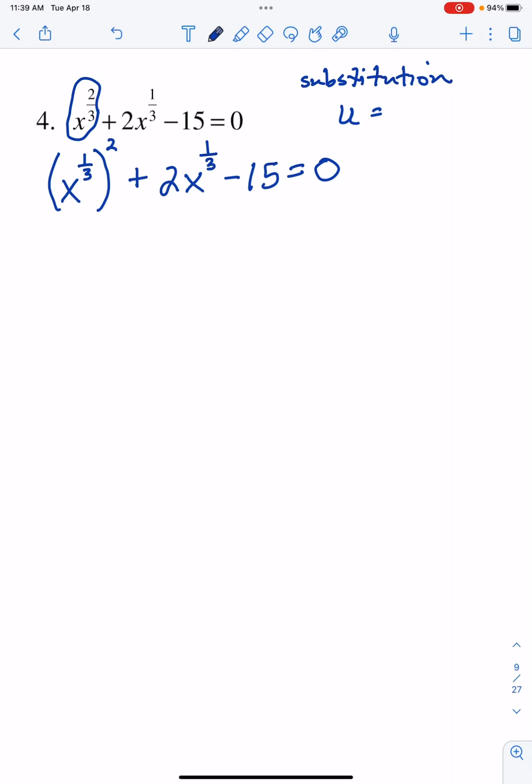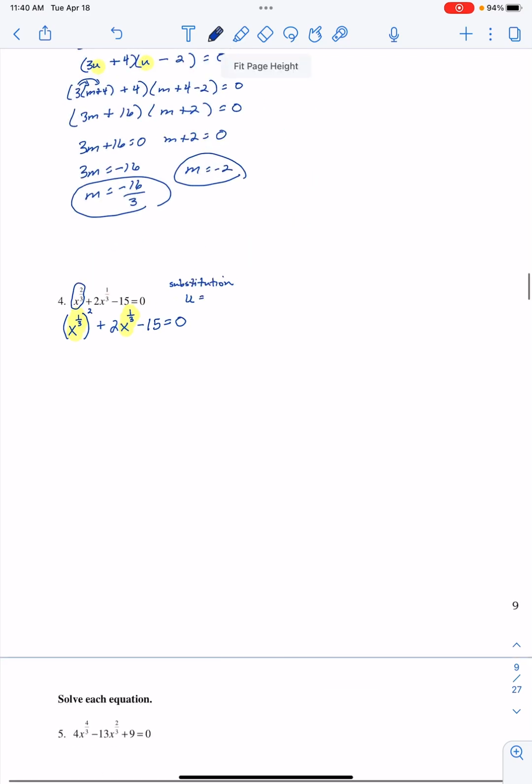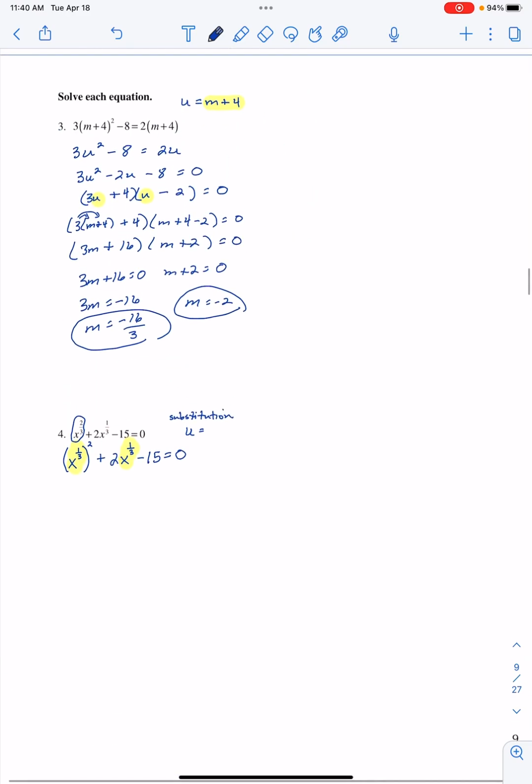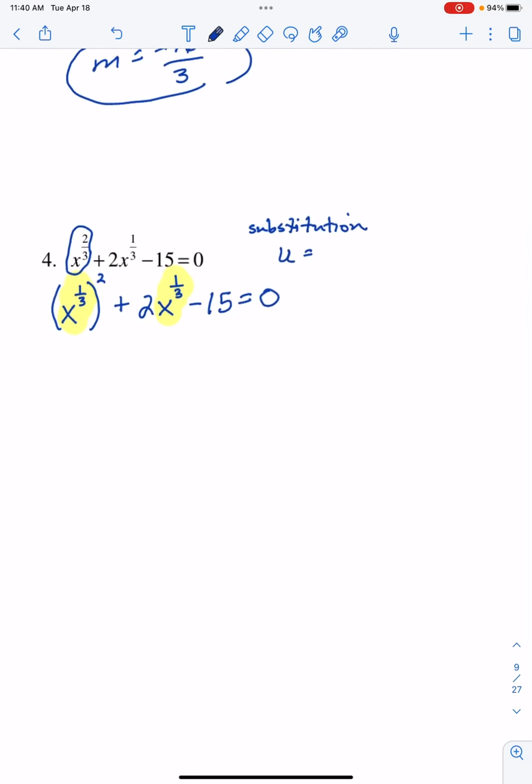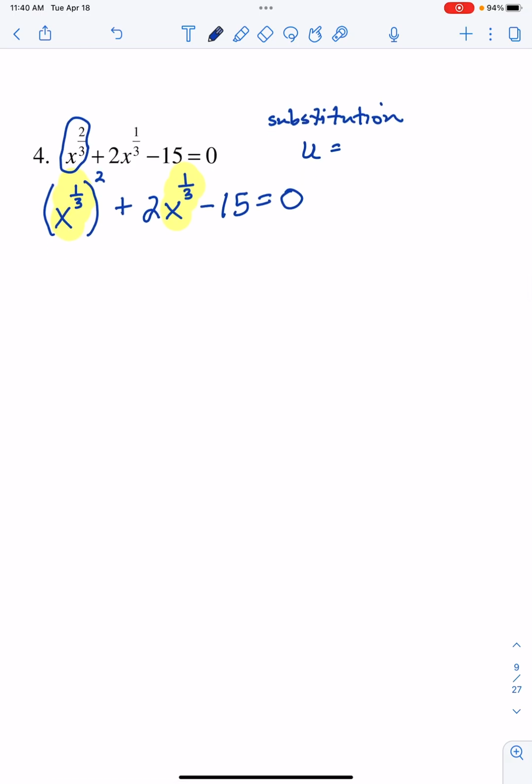But the reason why it's better to think of that is because now we can see this goofy x to the 1/3 sits on the first term and the middle term, just like m plus 4 sat in the first term and the middle term, and we used u. So we're going to use u on this one. We're going to use u to be x to the 1/3. Everywhere we see x to the 1/3, we're going to put in u. So we're going to do u squared plus 2u minus 15 equals 0.